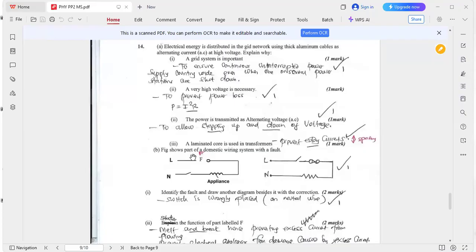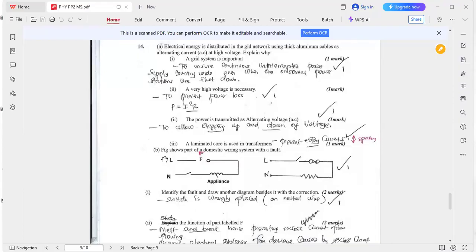Then four, a laminated core is used in transformers. This is to prevent eddy currents. Eddy currents are the currents that are induced in the soft iron core that interfere with the normal flow of current in the coils. So to prevent that, we laminate the core. We put so many sheets of soft iron together.